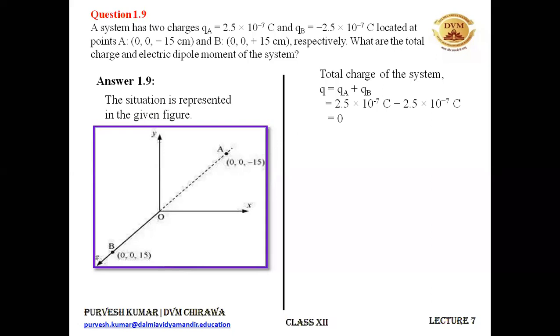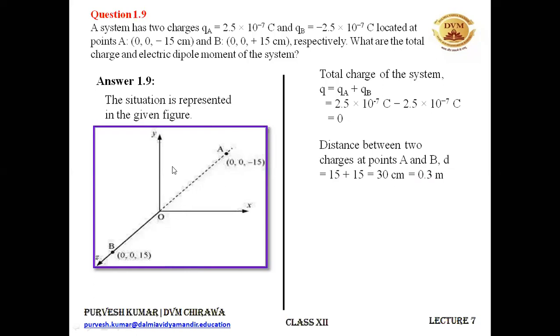Then we need to find the electric dipole moment of the system. The electric dipole moment is the product of one of the charges and the distance between the charges. The distance between point A and B is 30 centimeters, because B is 15 from the origin, and A is also at minus 15 from the origin. So the distance between A and B is 15 plus 15, that is equal to 30 centimeters.